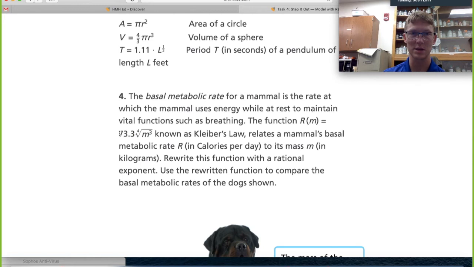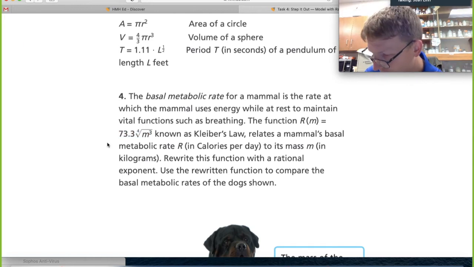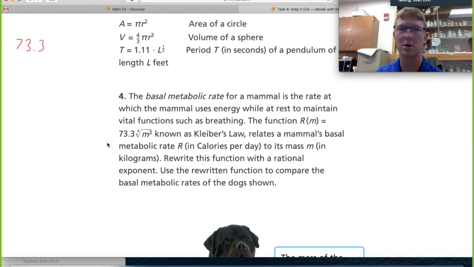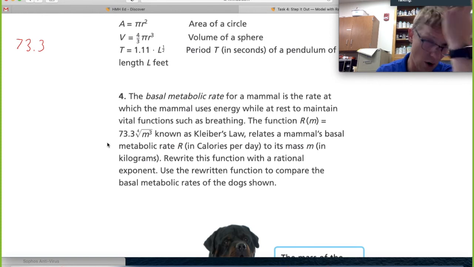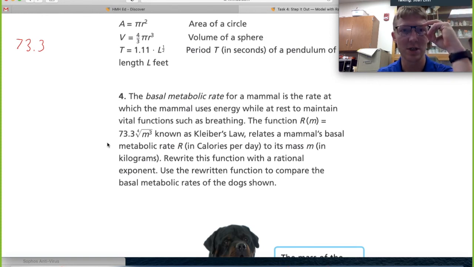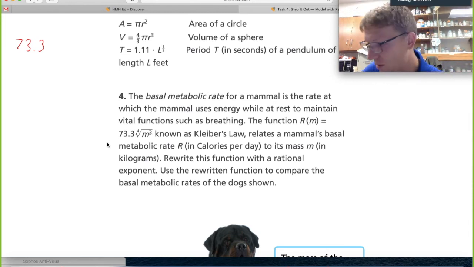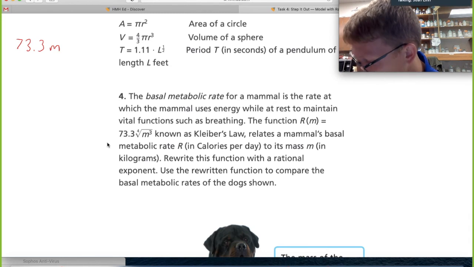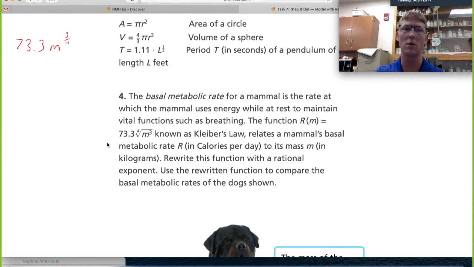So, okay, let's look at this thing. We've got a 73.3, so that is just your coefficient. That's not going to change. But we have the fourth root of m cubed. It doesn't matter whether that cube is on the inside of the fourth root or the outside. It's still going to be the same. And so that m is going to end up being m to the power of 3 over 4.